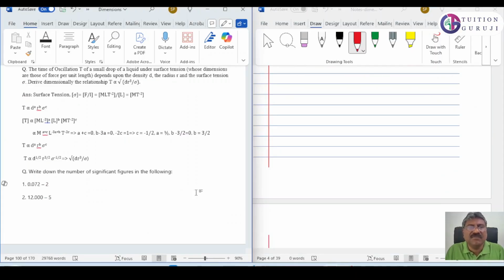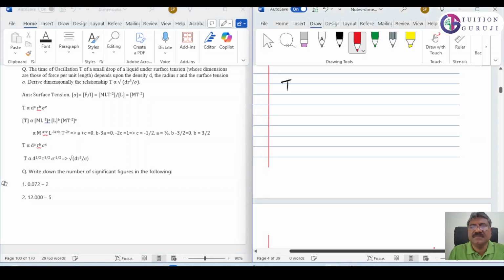Next question. The time of oscillation T of a small drop of liquid under surface tension whose dimensions are those of force per unit length. So, surface tension is force per unit length. It is already told. Dimensions of force per unit length, that is M L T raised to minus 2 by L is equal to M T raised to minus 2. So we found the dimensions of surface tension.